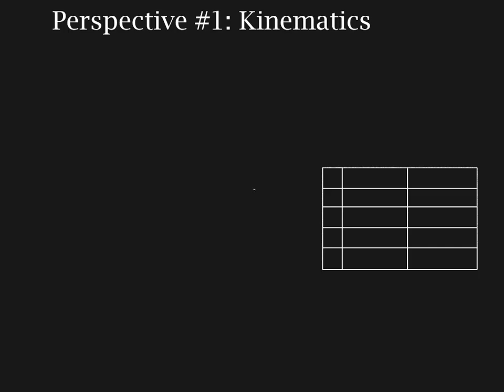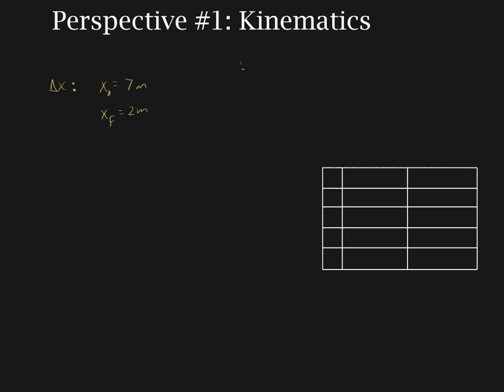The first example we're going to look at is just finding the displacement in one dimension. So delta x is what we're trying to find. X initial is equal to 7 meters. X final is equal to 2 meters.